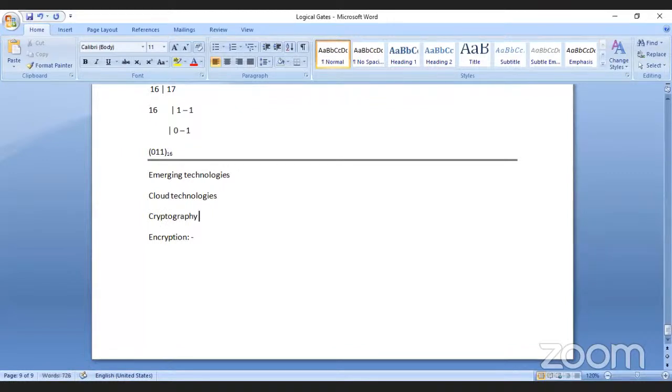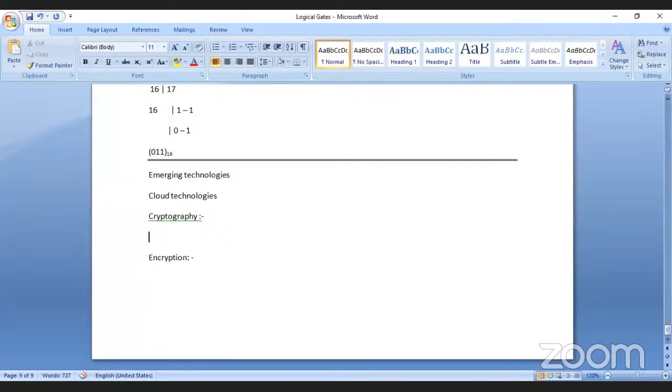Basically, for example, if I want to send any secret information, very confidential information, what do I have to do? I have to follow some rules, right? I have to follow some rules. Then only I will be able to send the information in a secret manner. So such a kind of mechanism.